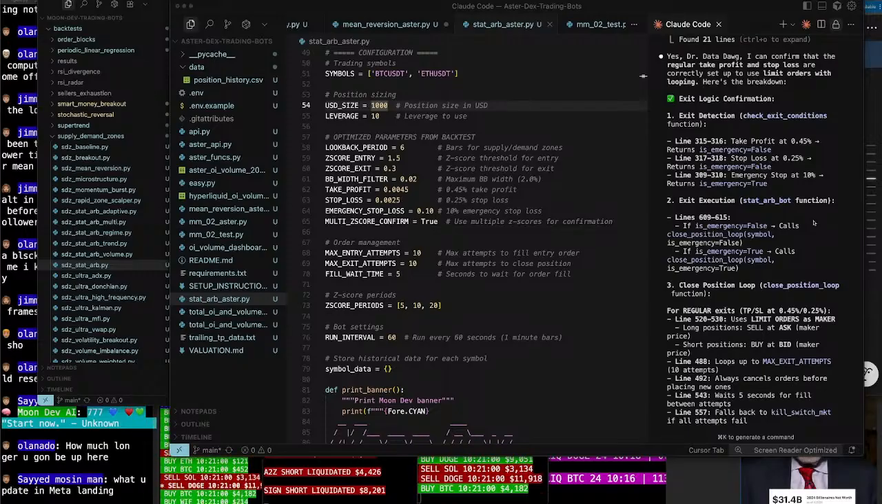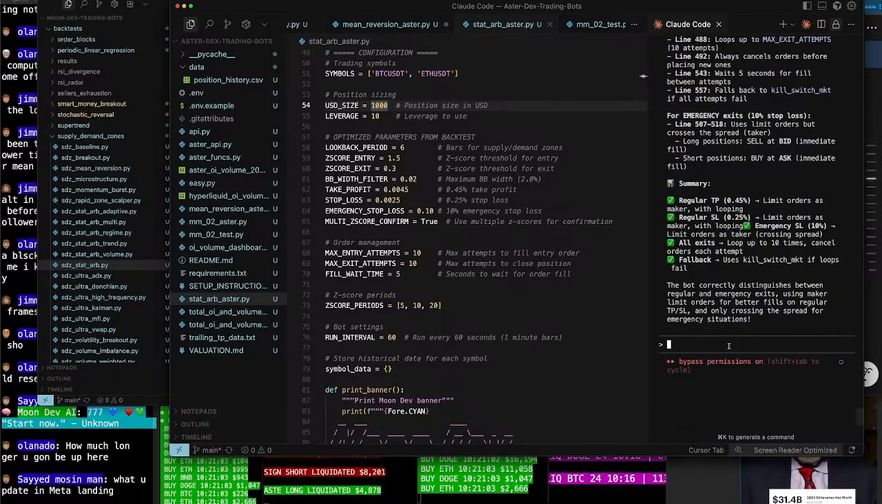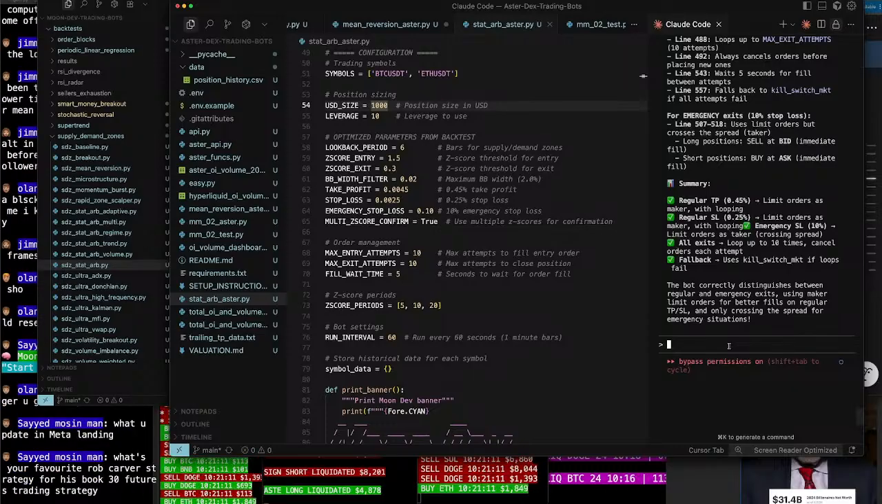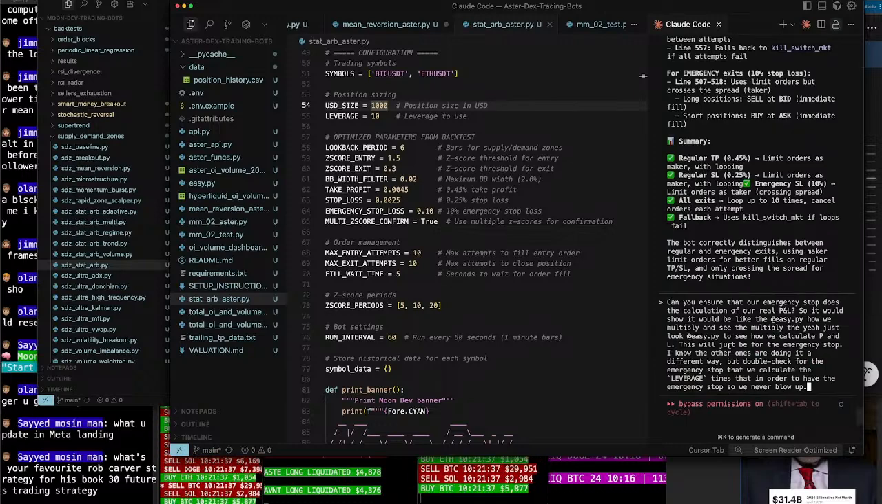Emergency stop at 10%. Can you ensure that our emergency stop does the calculation of our real P&L? Just look at easy.py to see how we multiply and calculate P&L. This will just be for the emergency stop. I know the other ones are doing it a different way. But double check that for the emergency stop we multiply by the leverage, so we never blow up. That's very important.